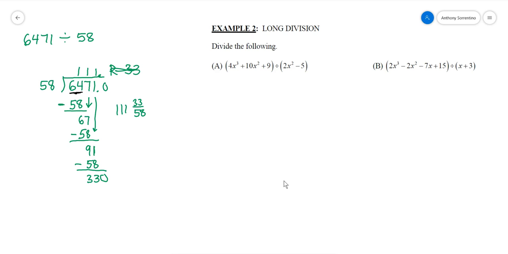How does this work with a polynomial? Well, when I set up the long division for this, what comes first, much like this, is going to go underneath the long division sign. So the 4x cubed plus 10x squared plus. Now, one of the first things you have to realize, we're always going to have these written in standard form. So keep in mind that, first of all, the expressions will be written in standard form.